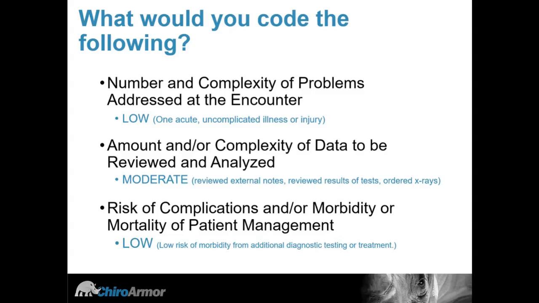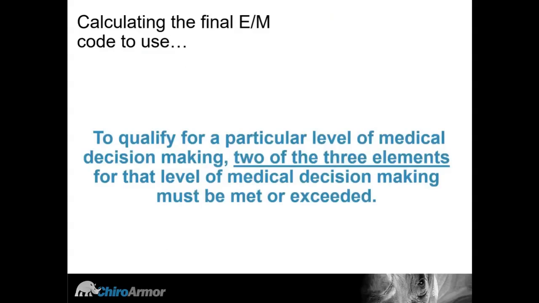Okay. And so let's look at that though. What do we code that visit? We arrived at these decisions, acute uncomplicated illness or injury category of Sally's problem. We had to consume a fair amount of information, but we got through that and we arrived at this is going to be a low level of risk. So how do we figure out what code to use?